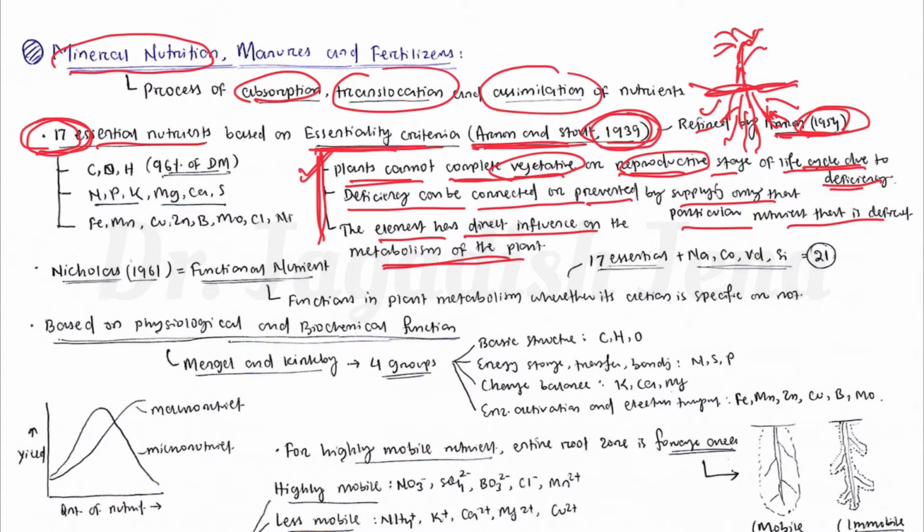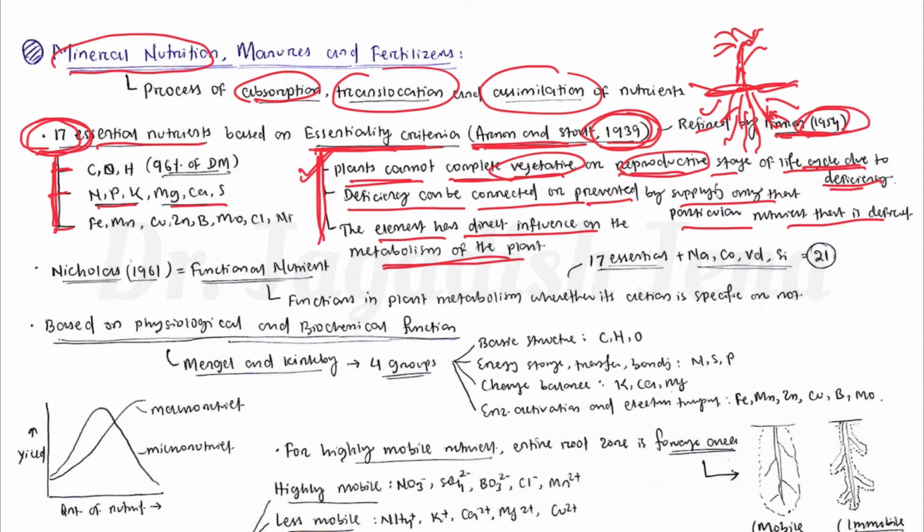Criteria 2 and 3 have some exceptions. Okay. So what are these 17 essential nutrients? They are again grouped into basic nutrients, then primary macronutrient, secondary macronutrient, and micronutrient. So what are the basic nutrients and why are these called basic nutrient or structural nutrient?